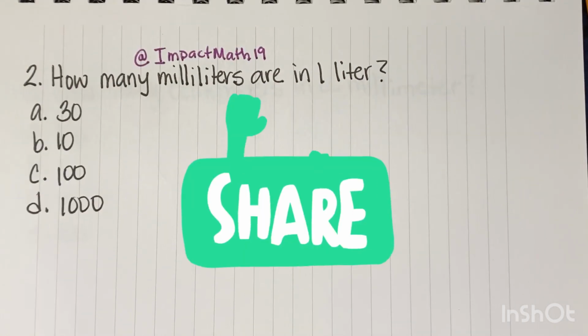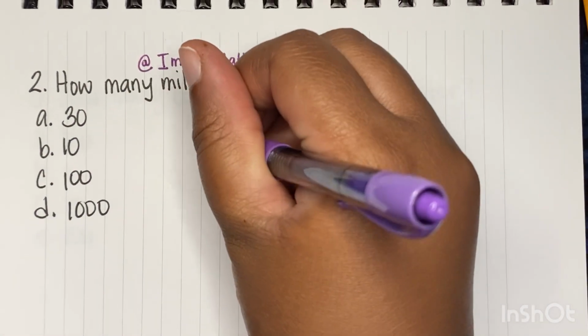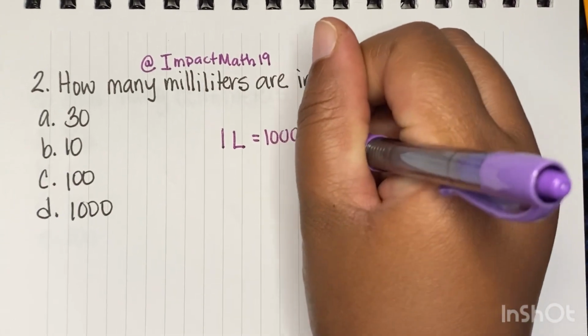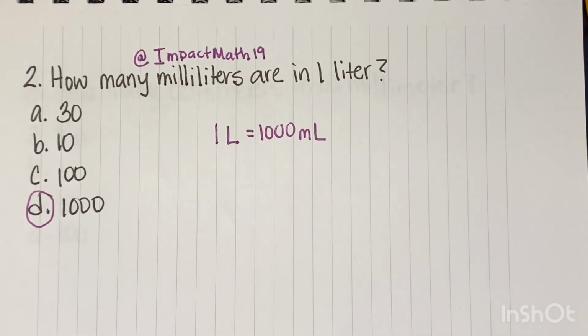Number 2, how many milliliters are in 1 liter? So this is a multiple choice question. Again, you have to have this memorized, you guys. You have to know 1 liter is equal to 1,000 milliliters, okay? So D would be our answer.